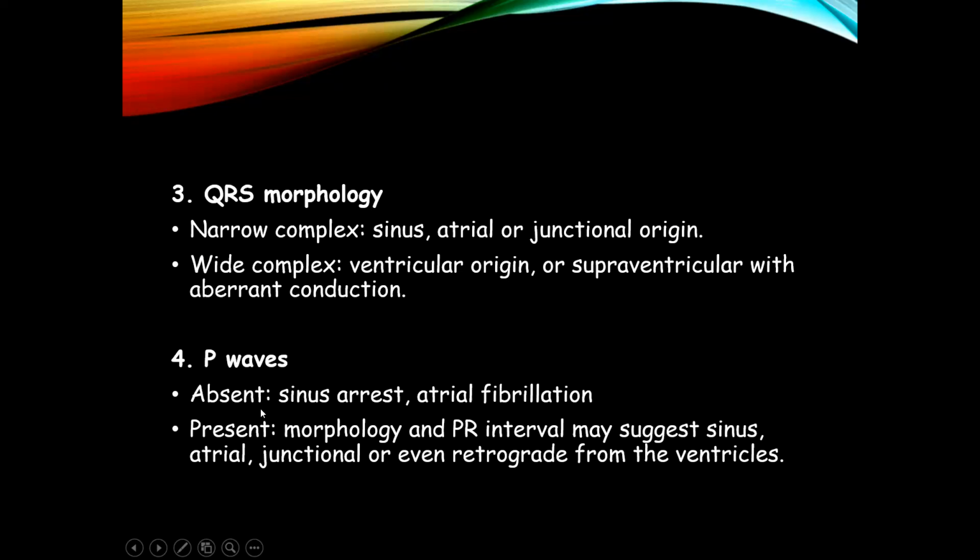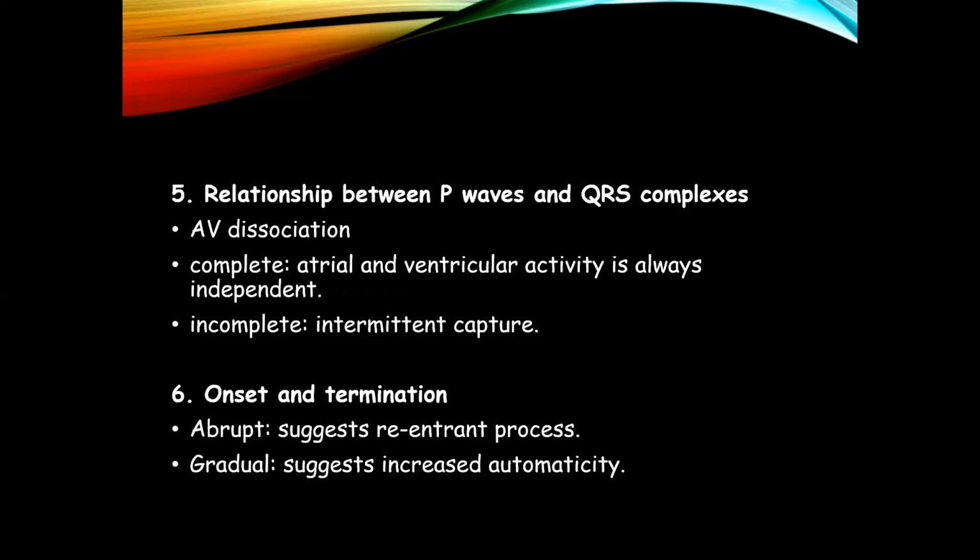Then P waves, are they absent? If P waves are absent, we're thinking of sinus arrest, atrial fibrillation. If P waves are present, we need to look at the morphology and the PR interval. Then we look at the relationship between P waves and QRS complexes to look at atrioventricular dissociation. In complete dissociation, atrial and ventricular activity is always independent.